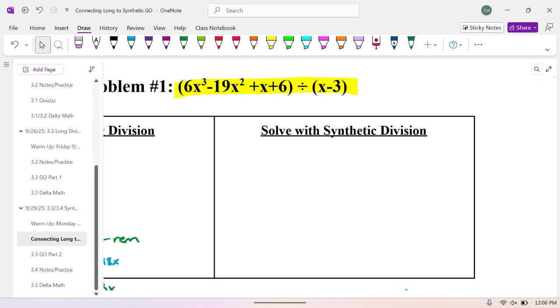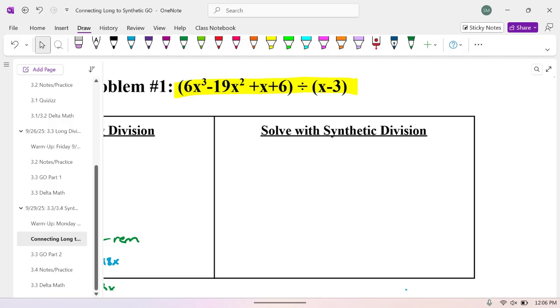What is x minus 3 technically? We talked about this last week when we were doing all the different graphs and stuff. What would x minus 3 technically be called? Starts with an F. A factor. Good. So x minus 3 is technically called a factor.